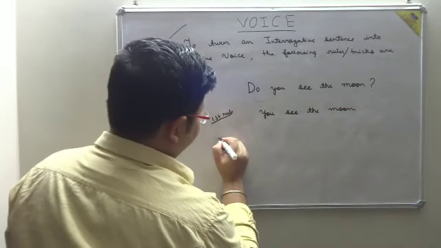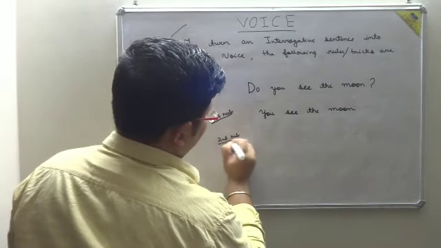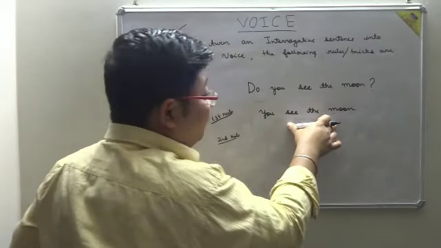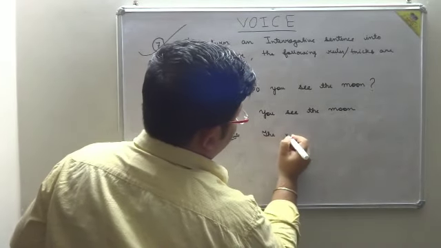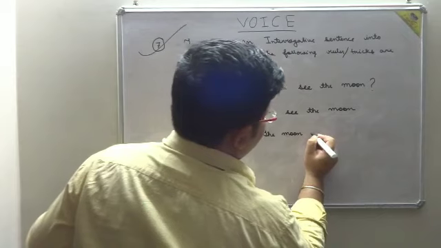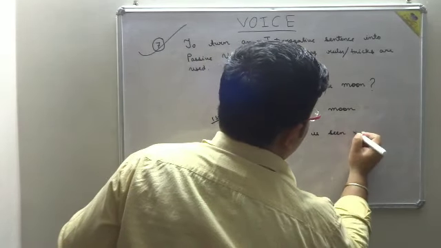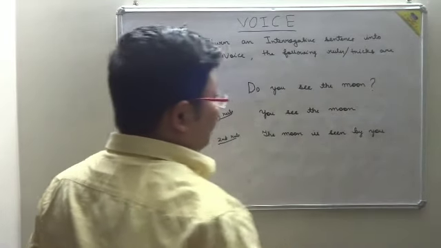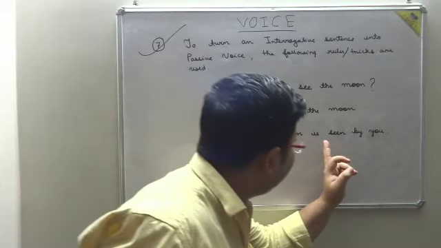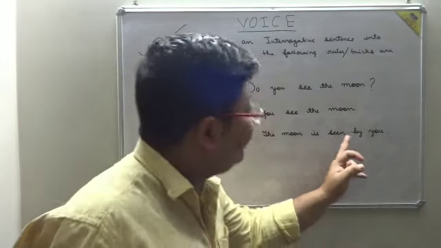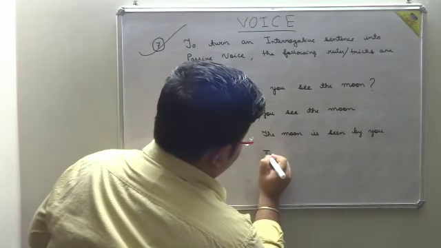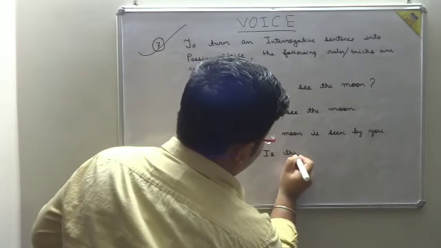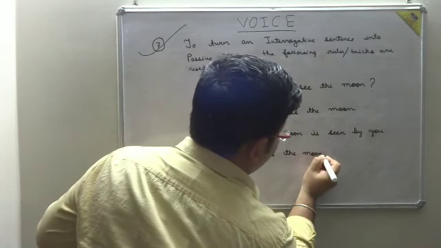Our second trick or second rule, I will convert this active voice into passive voice. The moon is seen by you. I have changed the voice. Now I will go for the interrogative sentence. I will convert this sentence into an interrogative sentence. Third trick or third rule: Is the moon seen by you?